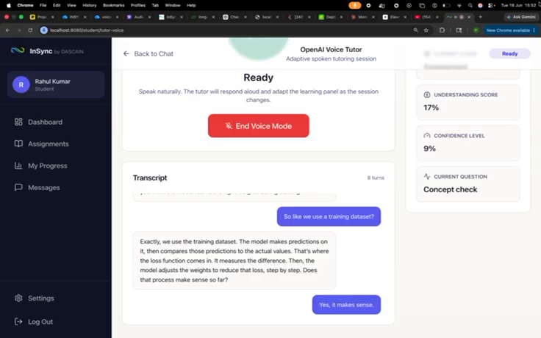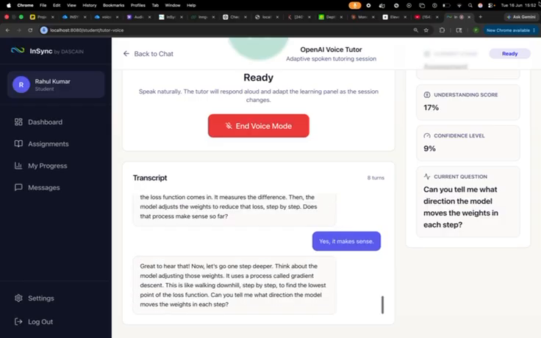Great to hear that. Now let's go one step deeper. Think about the model adjusting those weights. It uses a process called gradient descent. This is like walking downhill, step by step, to find the lowest point of the loss function. Can you tell me what direction the model moves the weights in each step?